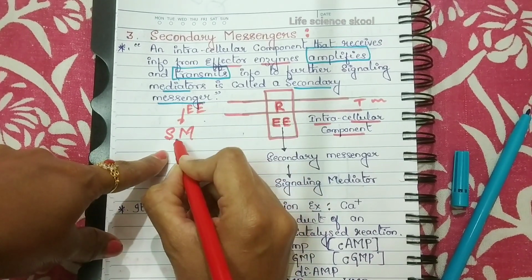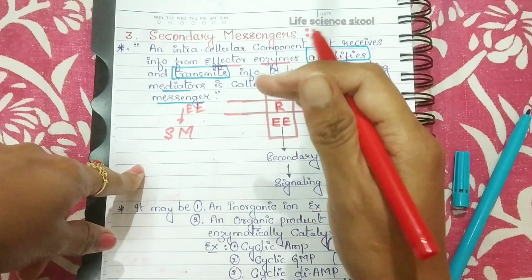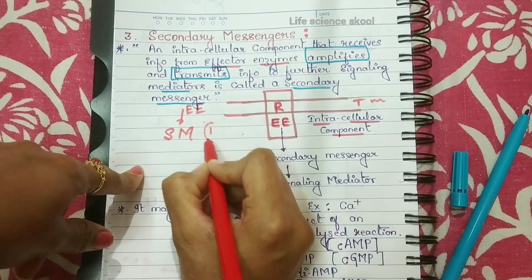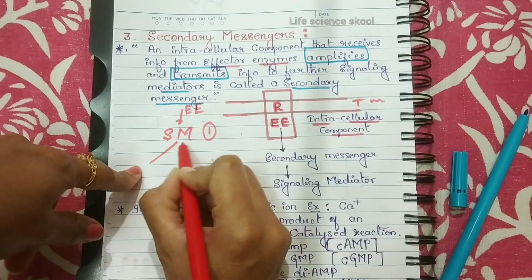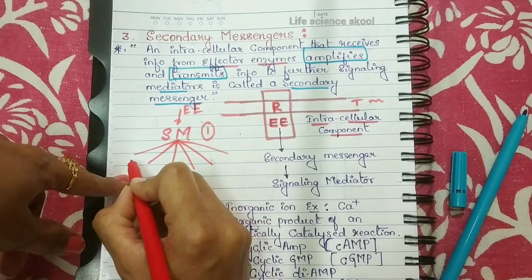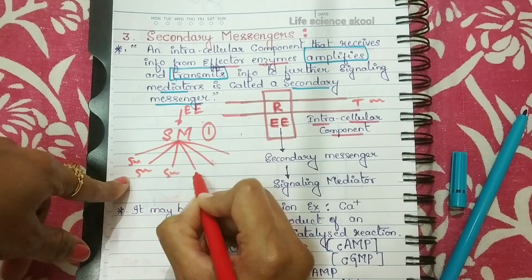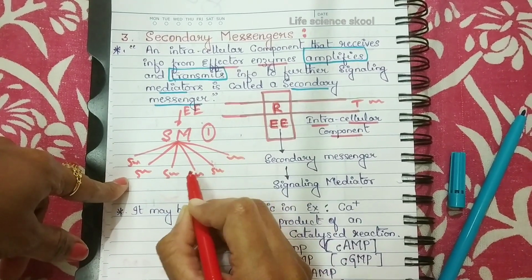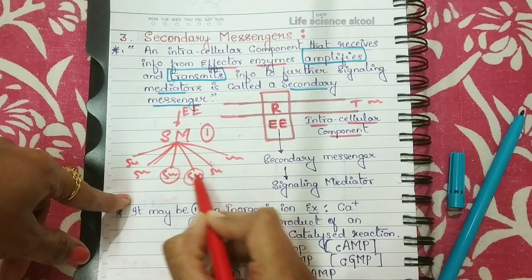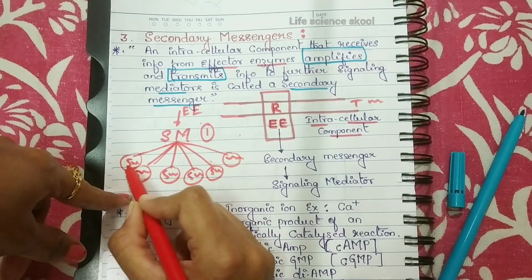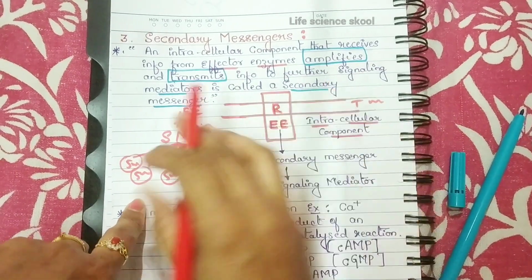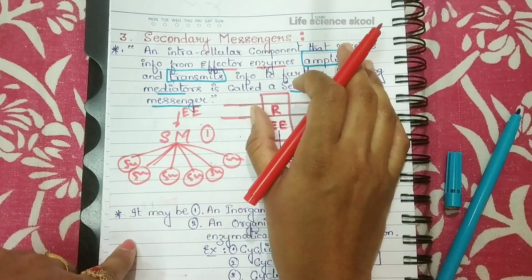And then what it will do, it is going to amplify, which means it is going to multiply the information. Like if it receives one piece of information, it is going to amplify that information like this. Okay, it is going to multiply that information, and then transfer it to the other signaling mediators. Those types are called secondary messengers.